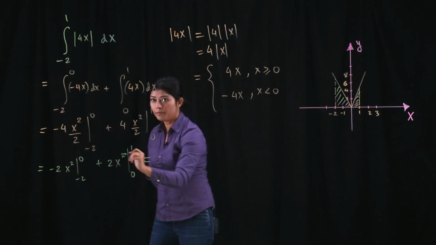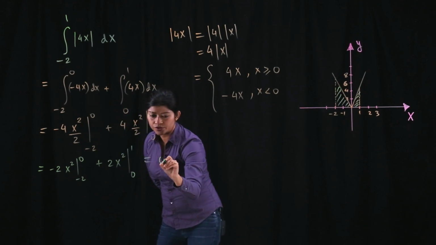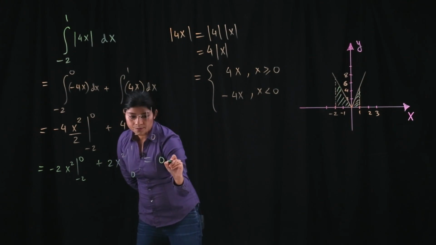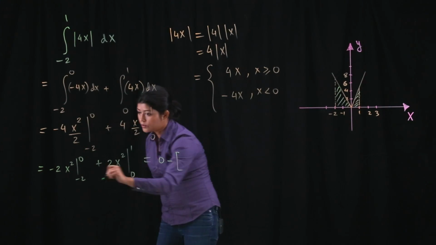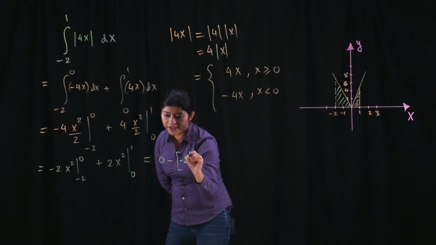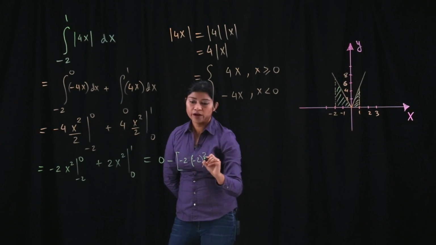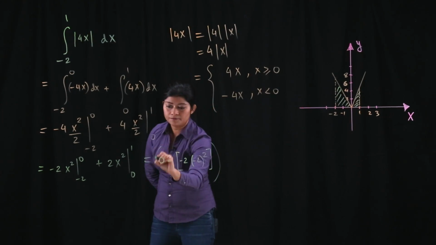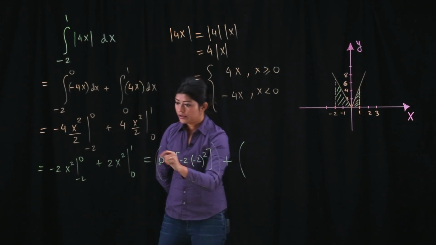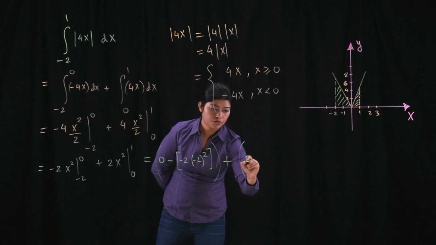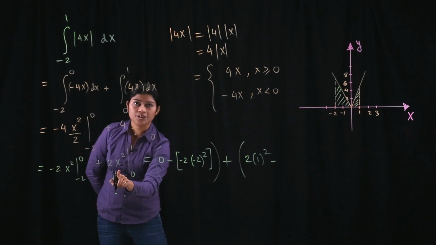All right, now apply the fundamental theorem. For this one, plug in 0 first, you get 0. Then subtract, don't forget, you have to plug in -2. Here, be extremely careful because you have a -2 and you're plugging in -2 for x and squaring that. So that's from the first integral. Now from the second one, you're plugging in 1 for x, so 2 times 1 squared, minus, when you're plugging in 0, you just get 0.